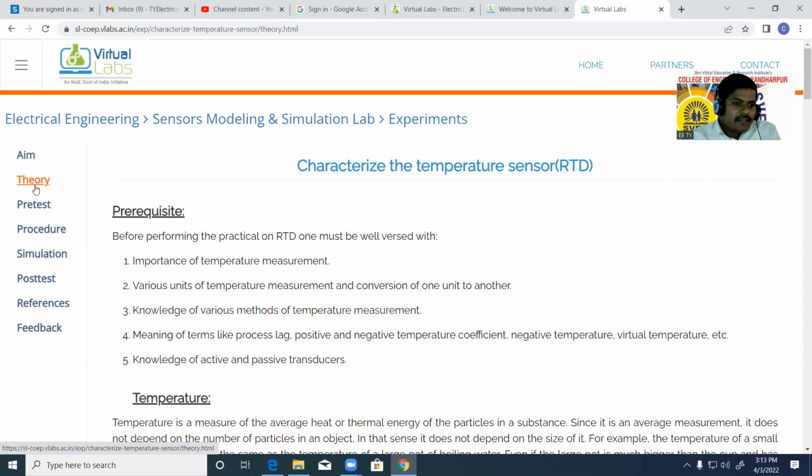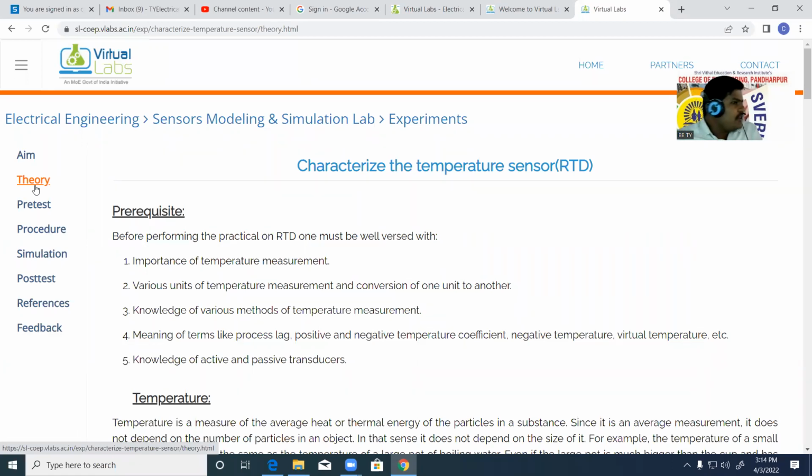In that, the prerequisites, so here the theory of this characterization of temperature sensor is given in detail. So first of all, starting from temperature, the prerequisite of that experiment is the importance of temperature measurement. What is the importance of temperature measurement? Various types of units of temperature measurement and conversion of one unit to another unit.